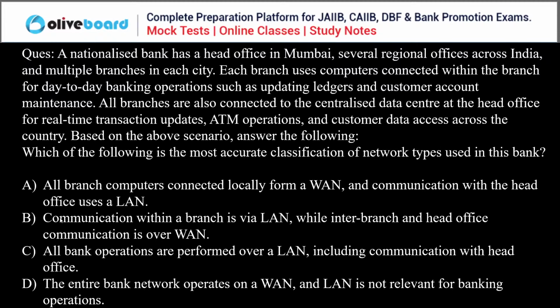Very simple question. See, when computers inside a branch are connected with each other, like in a building, in an internal bank, then obviously they use the local area network, that is called LAN. Whereas when all the branches are connected to the head office, to the centralized database, now LAN cannot be used. Now for this purpose, WAN is used. Okay, done?